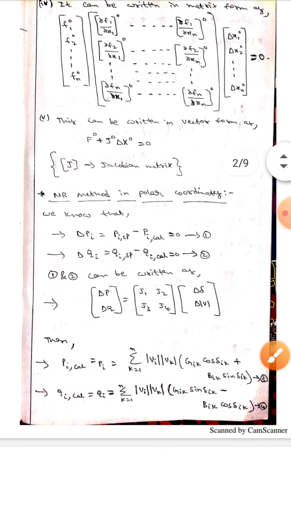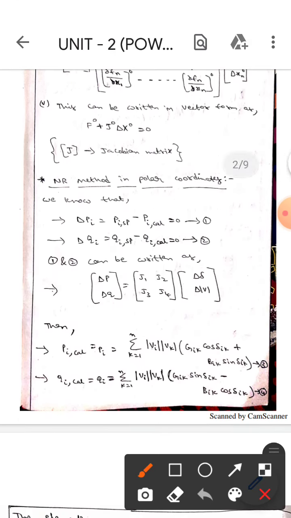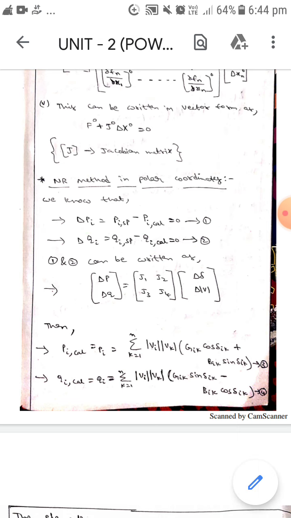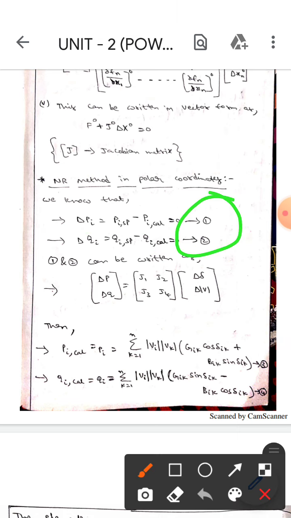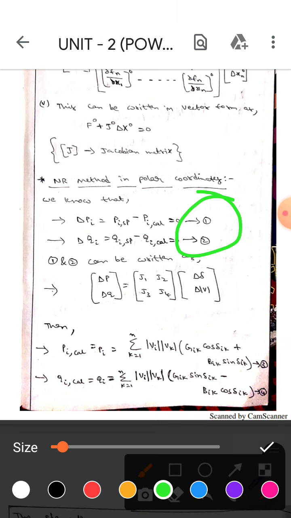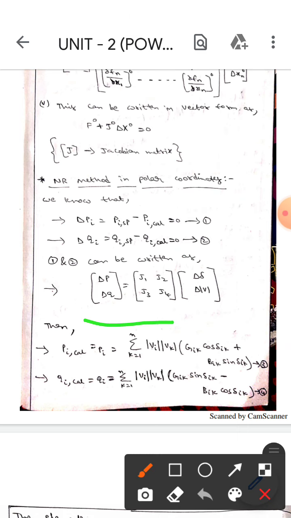Let's see this NR method, Newton-Raphson method, in polar coordinates. We know that delta Pi equals Pi specified minus Pi calculated, which equals 0. Let it be equation 1. Whereas delta Qi is equal to Qi specified minus Qi calculated, which equals 0. Let it be equation 2. Here these two equations can be written in matrix form like this.